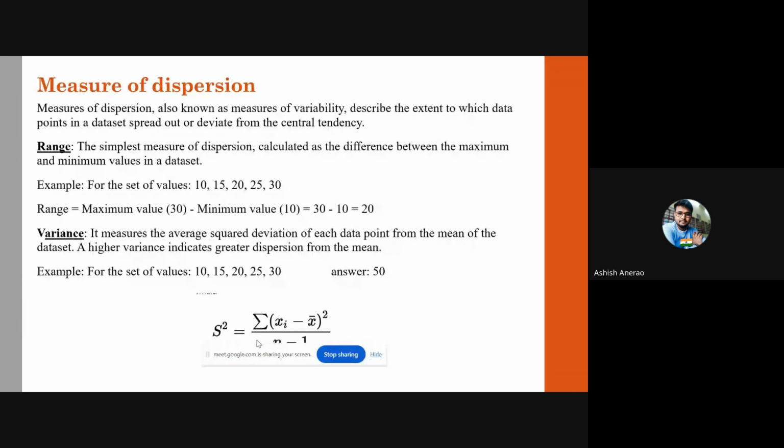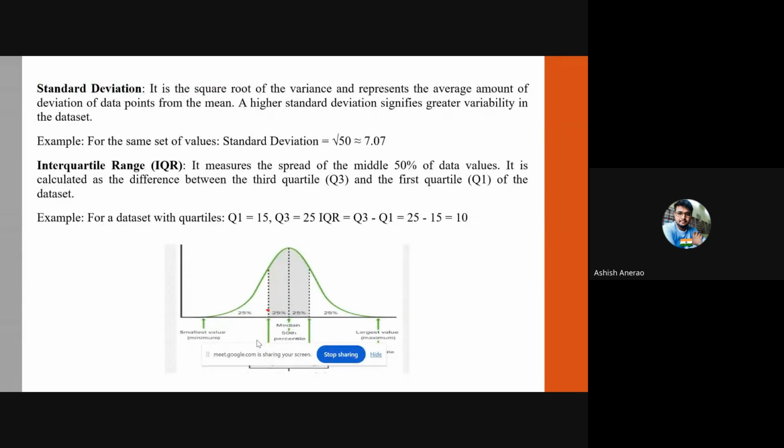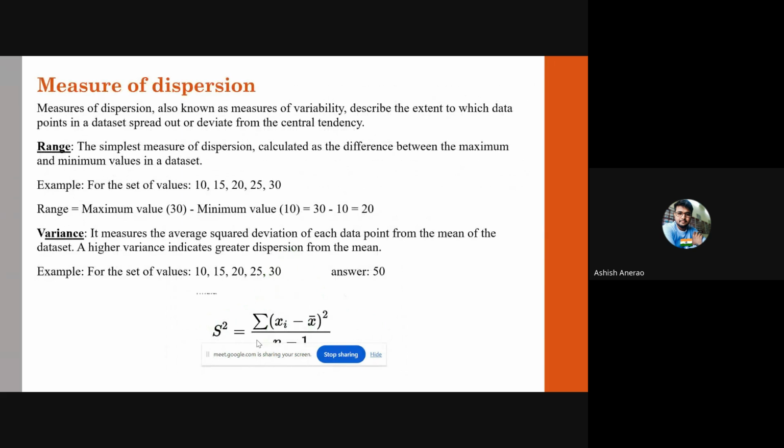Now see, here are four types. There are so many types of measures of dispersion, but we discuss these four. First is range. Range is the simplest measure of dispersion. In a range, we just take the maximum value in our data set and the minimum value in our data set, and we take the difference between the maximum value and the minimum value.